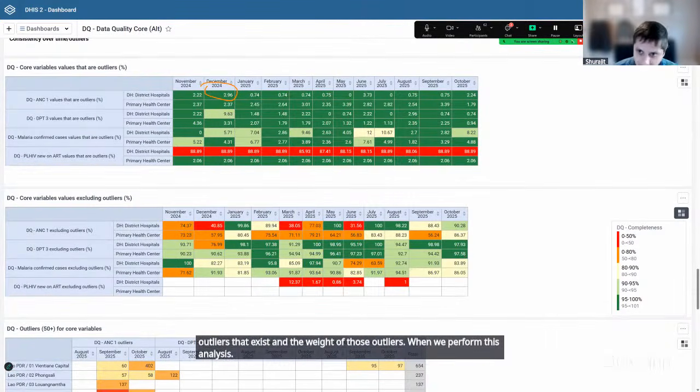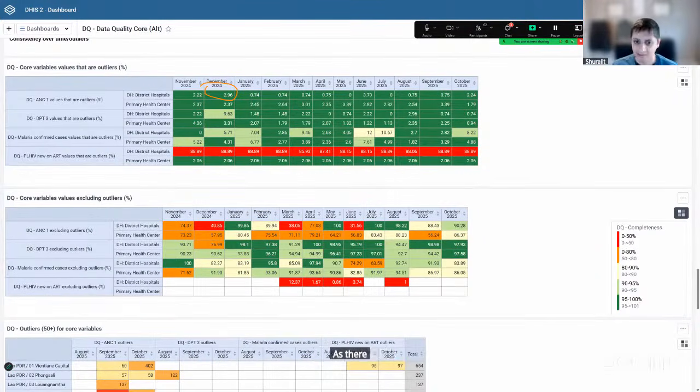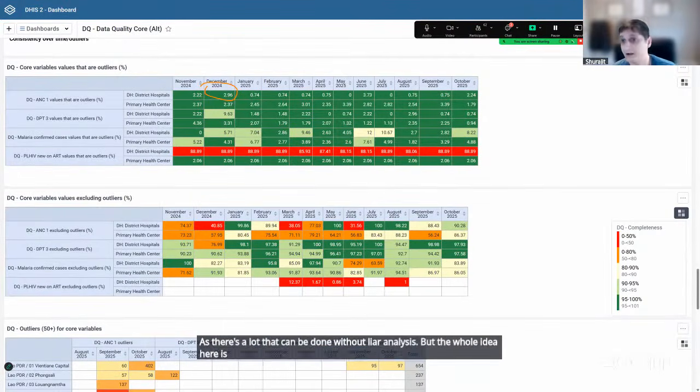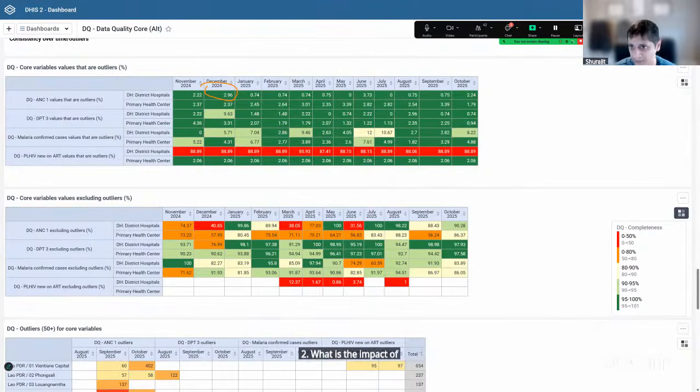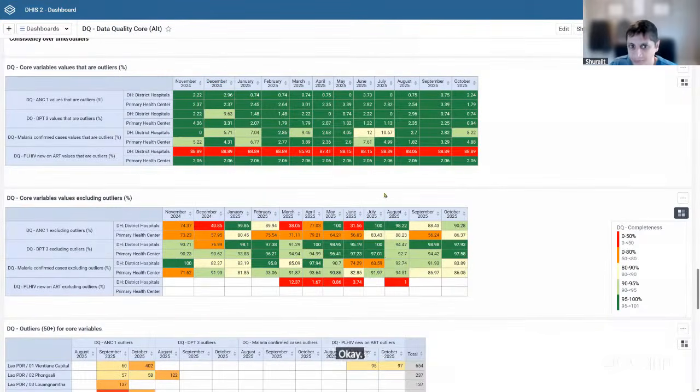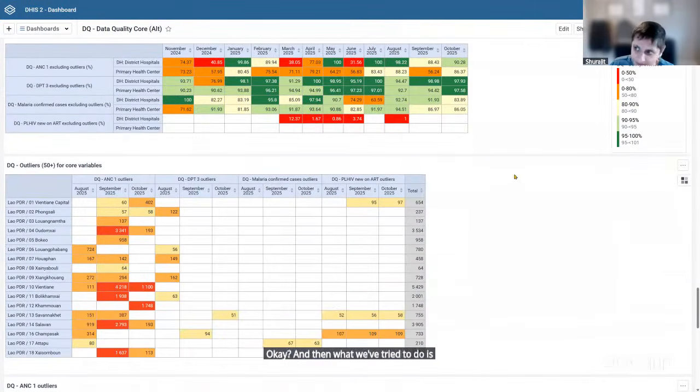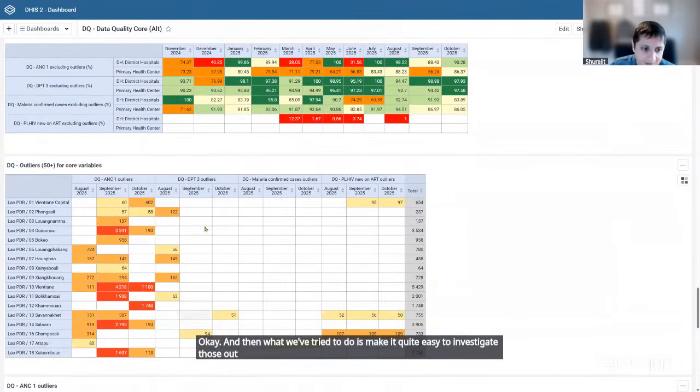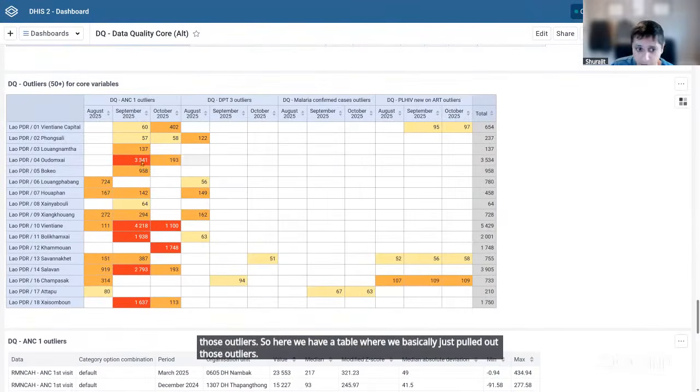Of course, there's a lot more time we could spend discussing this, as there's a lot that can be done with outlier analysis. But the whole idea here is to identify, one, how many outliers do I have? Two, what is the impact of those outliers on my data? Okay, and then what we've tried to do is make it quite easy to investigate those outliers. So here we have a table where we basically just pulled out those outliers for you directly.